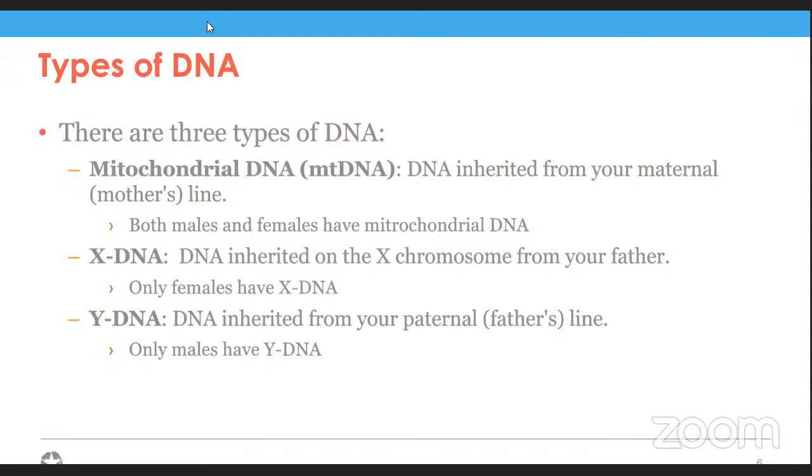X-DNA is DNA inherited on the X chromosome from your father. Only females have X-DNA. Y-DNA is DNA inherited from your paternal or father's line. Only males have Y-DNA.